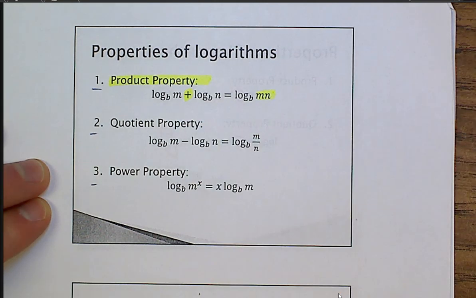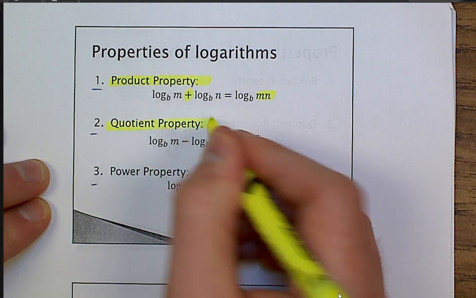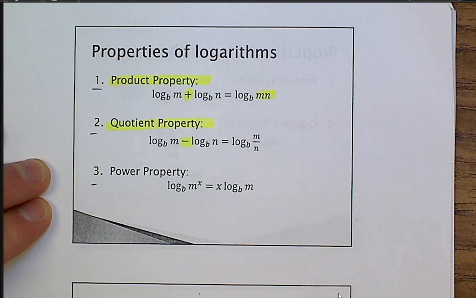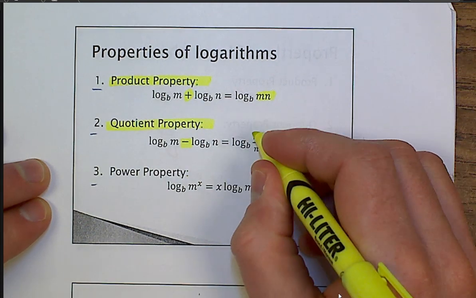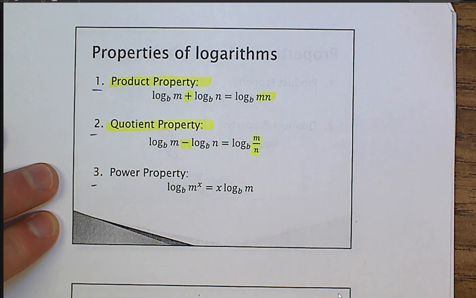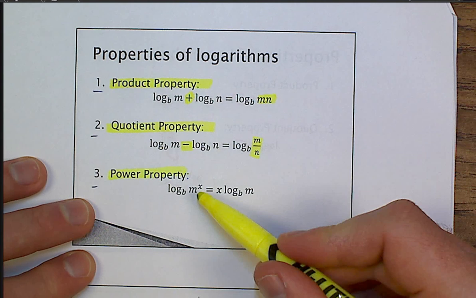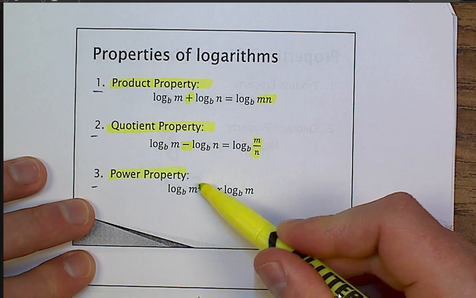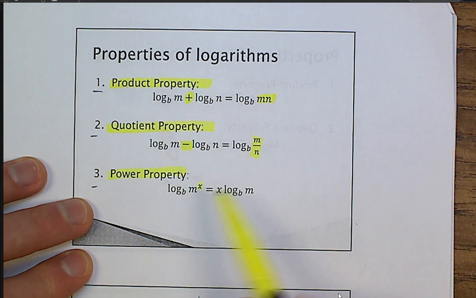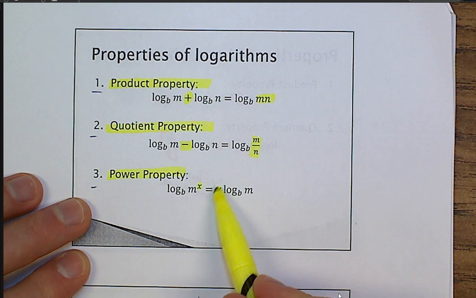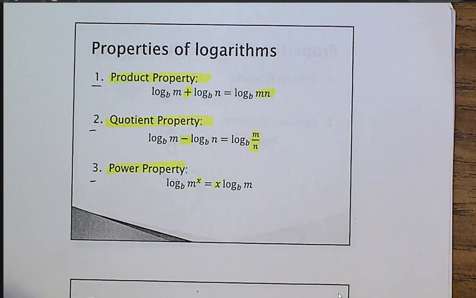We have the quotient property, which always has a minus sign in the middle of the 2 logs, which means you're dividing the m and the n. And then we have what's called the power property. The power property is if you have a power, x, on the m, that x just comes out in front. So that's how it's going to work.